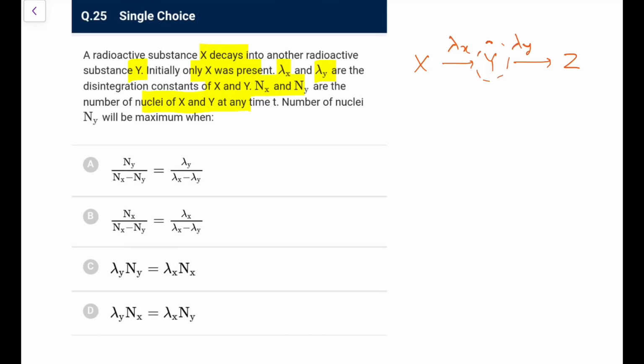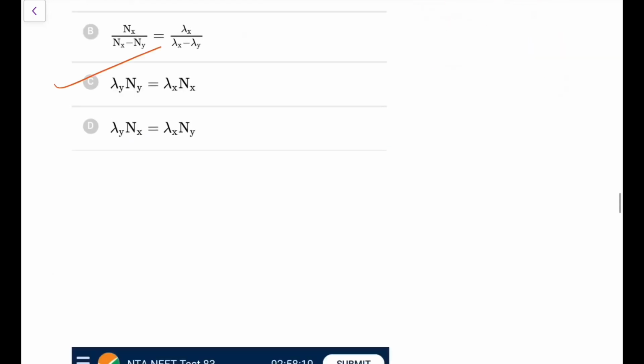So for NY to be maximum, we say the equilibrium is established, when both the reactions have the same rate. That means the rate of the first reaction depends on lambda X into Nx, the second one depends on lambda Y into Ny. So you know that Ny is maximum when lambda X Nx is equal to lambda Y Ny. That is a standard result. Go for option C. I am not explaining it because if you know this, you can do it, otherwise it would be tough. So if you have read that successive disintegration, you can directly do this.